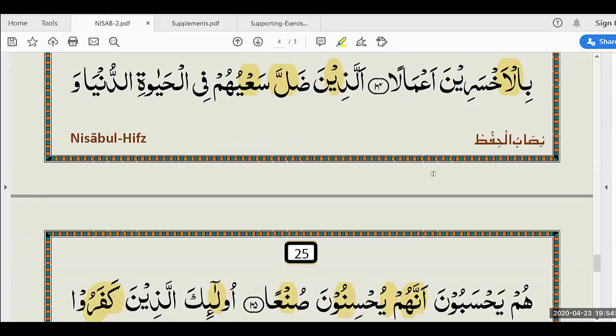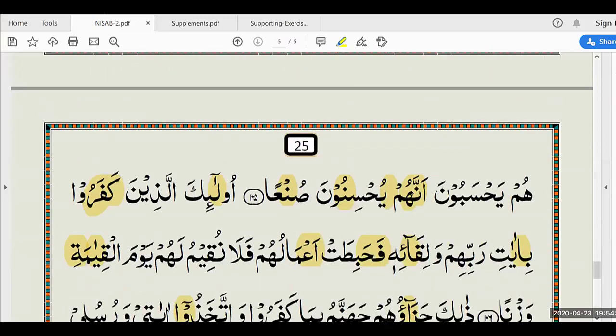Yes. And what rule applies on the noon that has shadda on top? Do you know? Okay. So the gunna sound. Whenever we have noon with shadda or meem with shadda, we're doing gunna sound for how many seconds?